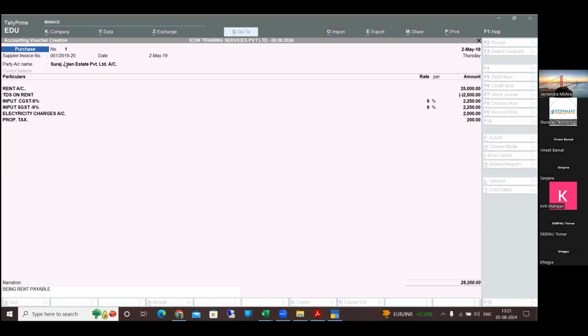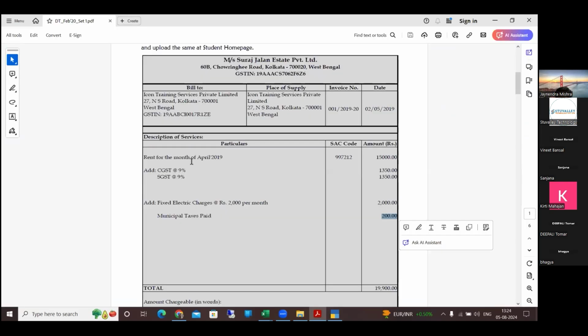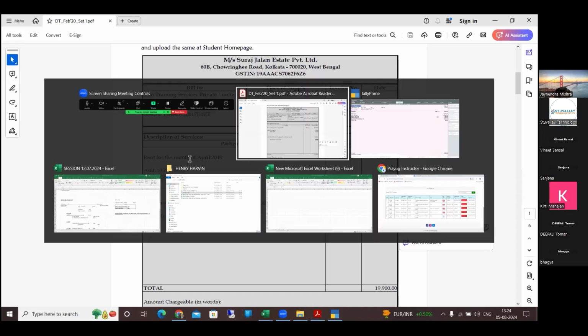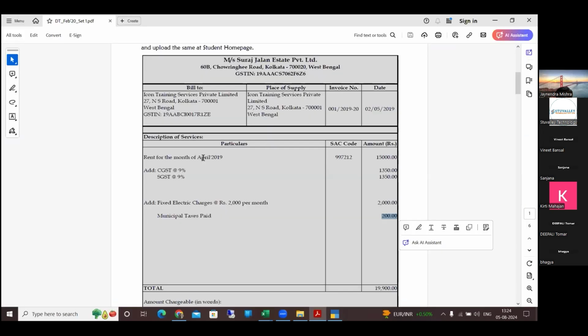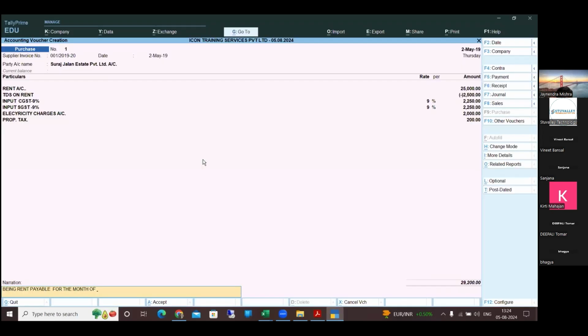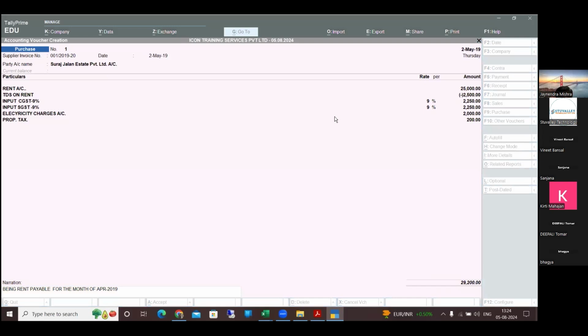Being rent payable. Which month, friends? This is the rent for which month? Being rent payable for the month of April. For the month of April. Being rent payable for the month of April. And friends, continue the narration.